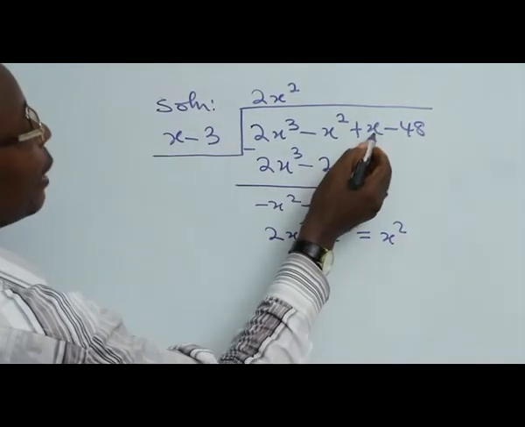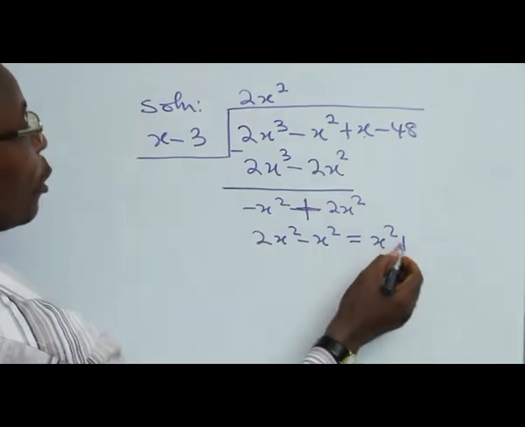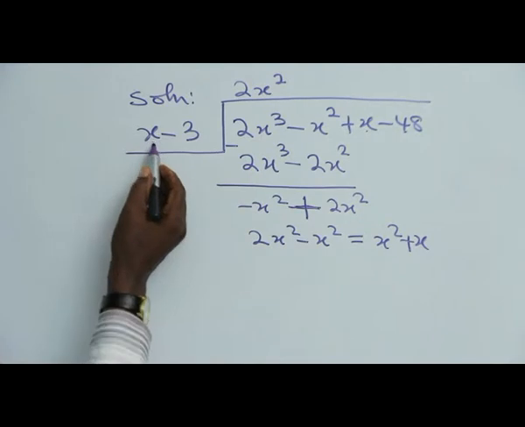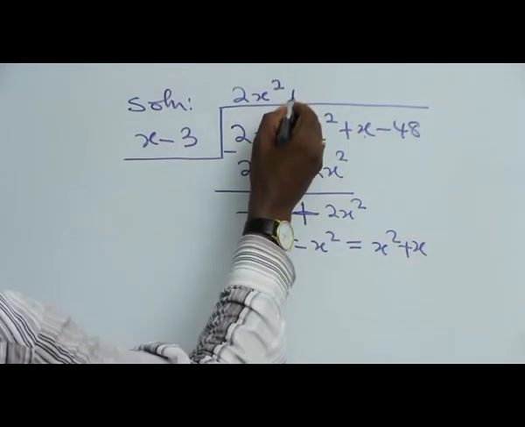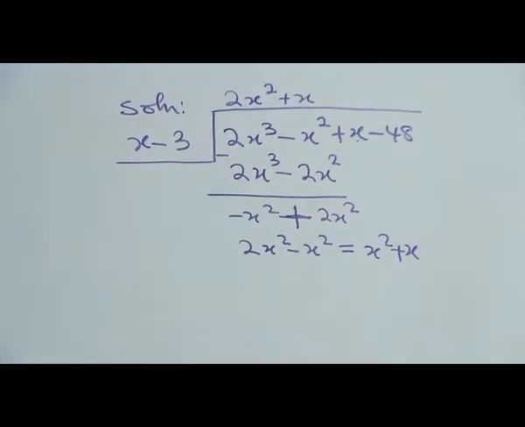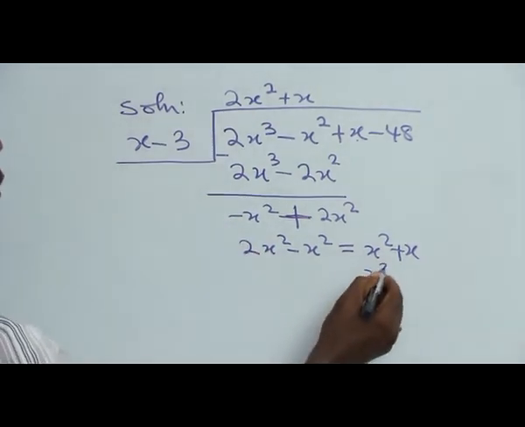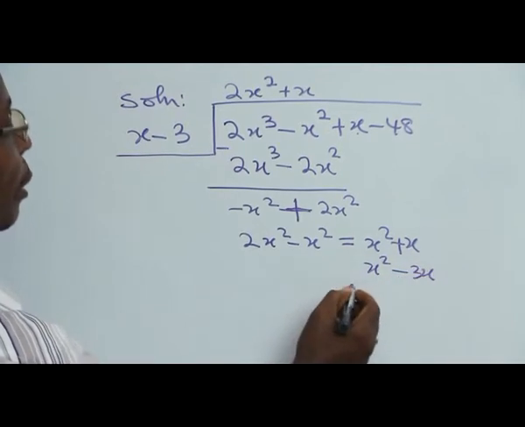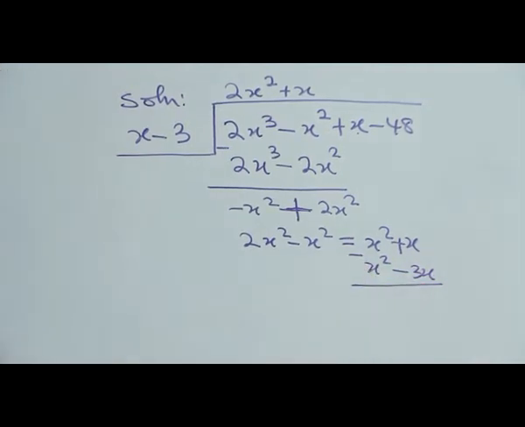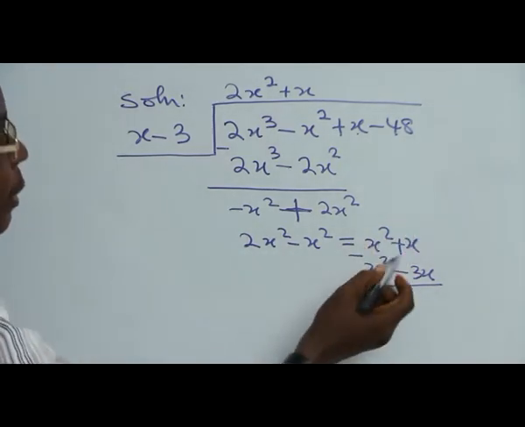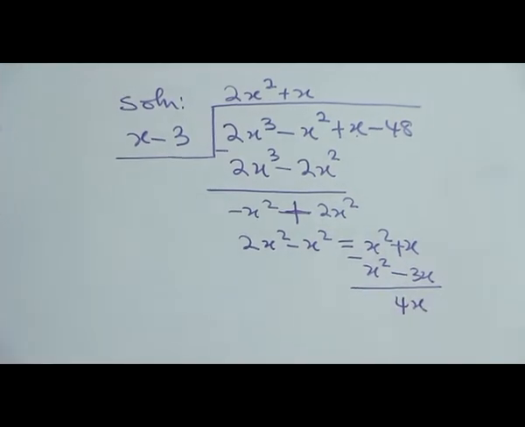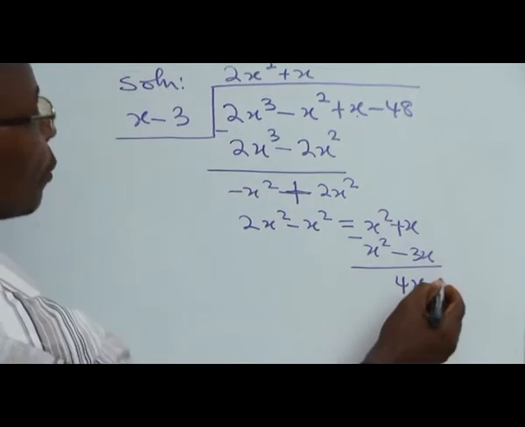Now bring in the next value, which is s. So plus s. Again, divide s squared by s. So that will give you plus s. Multiply out: s times s is s squared, and then s times minus 3 will give you minus 3s. Again, subtract. S squared minus s squared is gone. So we now have s minus minus 3s, which will give us 4s. Bring in your minus 48.